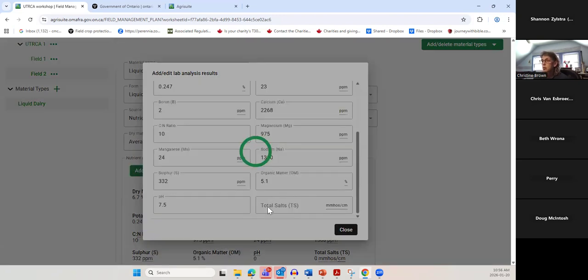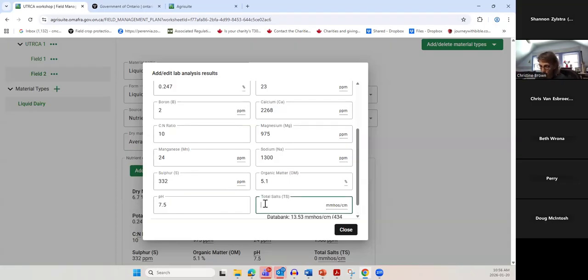And total salts, the reason that we even test for total salts is because if I apply that manure and I plant into it the same day, if I have a high salt number, it could give me some salt injury or some nitrogen damage. So this total salts.